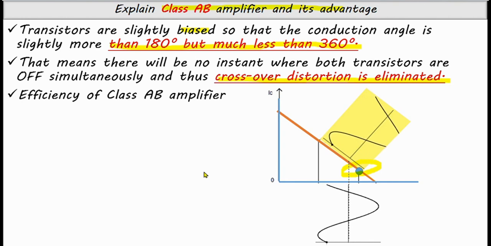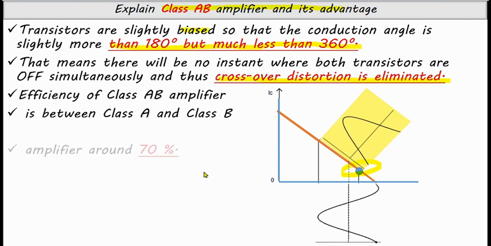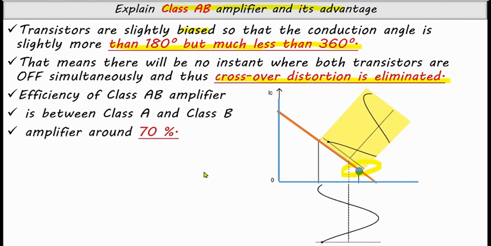But the trade-off is efficiency. Efficiency of class AB amplifier will be decreased compared to class B amplifier, but there will be no crossover distortion, and efficiency is around 70%.